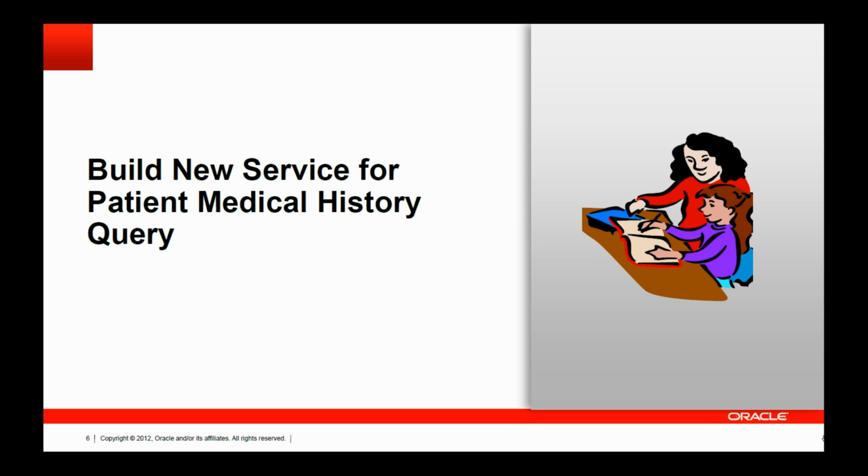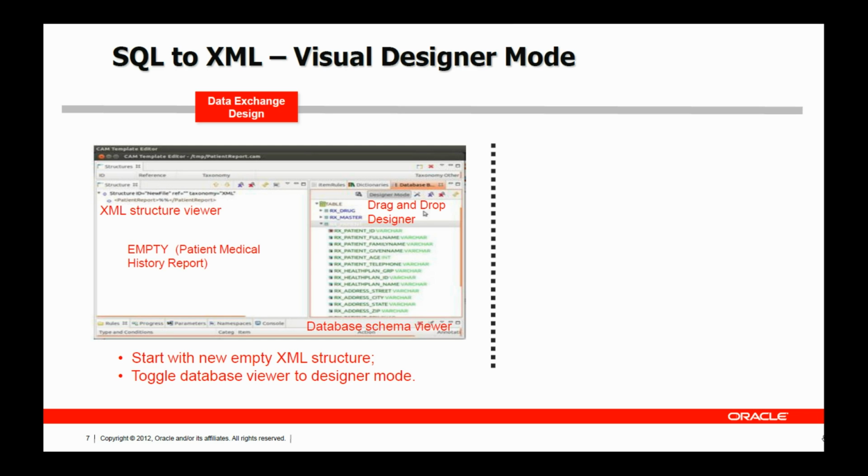And of course our focus is on building a new service for the patient medical history query. So first step is to go into the visual development environment, create an empty XML structure in the viewer, and we're going to label it, obviously, as you can see here, patient report. And then in the right hand window, what we've done is we've connected to the database so you can see the actual database table and columns.